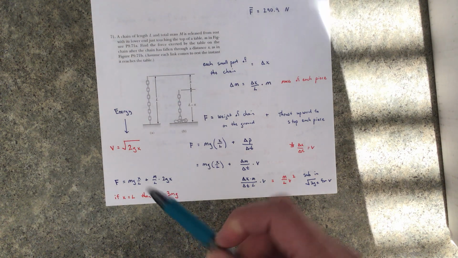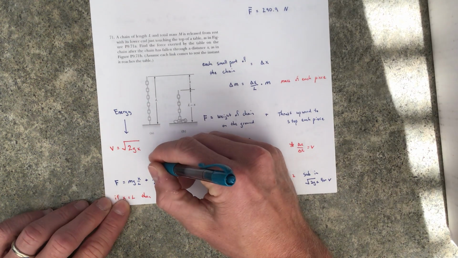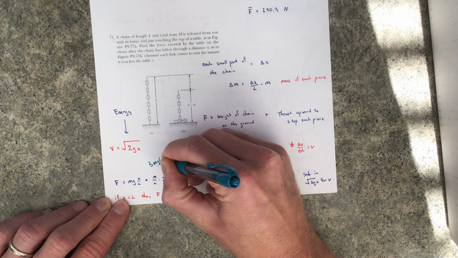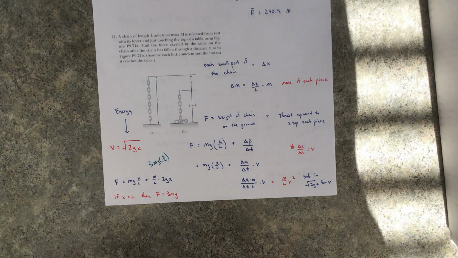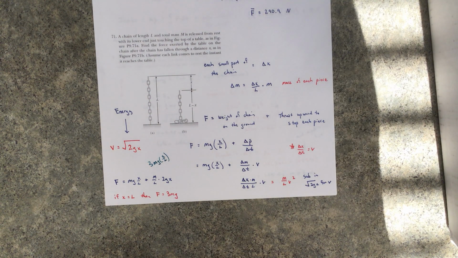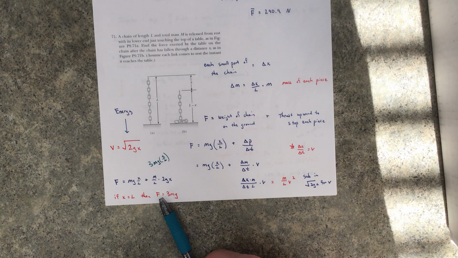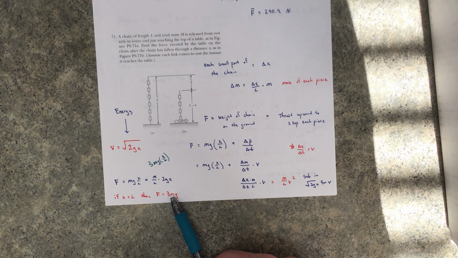So that's really your answer. I didn't actually simplify that: 3 mgx over L. Then I looked at the limiting case. What happens when the total chain is actually falling on the ground? If x equals L, then the force that the table applies at that very moment is actually 3 times the weight of the chain.